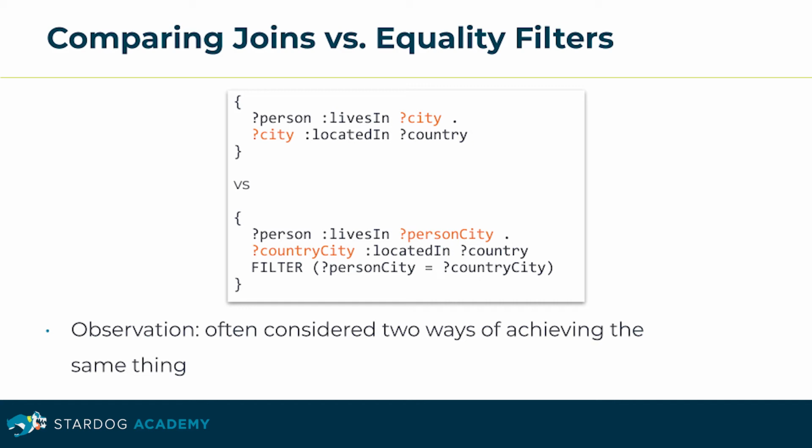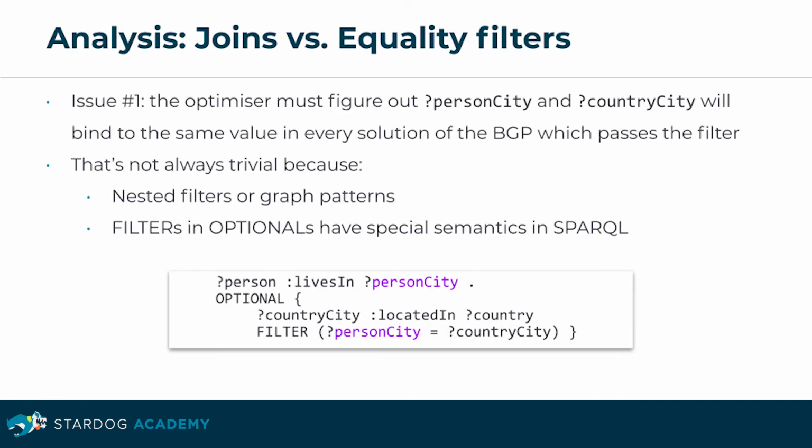Now the alternative query below is similar. However, we're not using the same variable in that object position and subject position. Instead, they're different variables, and now we're going to assert equality within a filter. So let's think about this. Well, we have the first issue is that the optimizer must figure out that these two different variables will bind to the same value in every solution of which the BGP passes the filter. That means that we are asserting the equality higher up in the evaluation semantics.